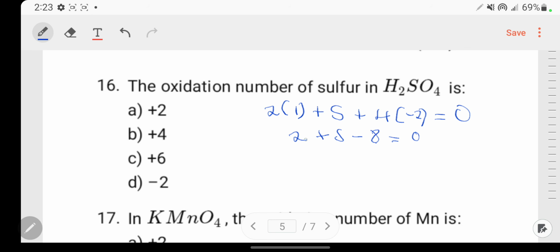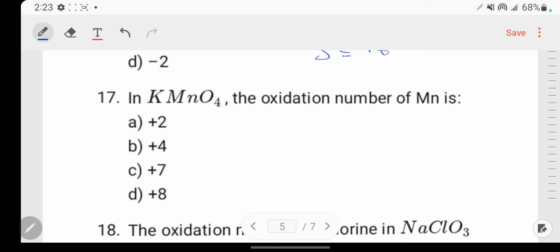So we have 8 plus 2, we are going to have the sulfur plus 2 minus 8, we are going to have a -6 should be equal to 0. So sulfur should be equal to, we take the 6 this side, we are going to have +6. So the answer for question 16 is C.